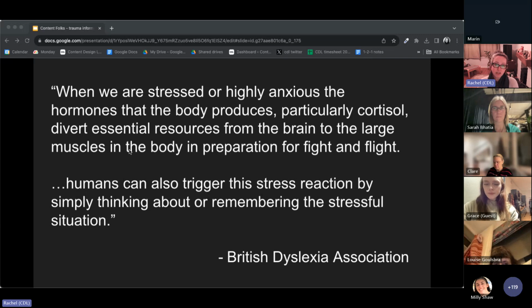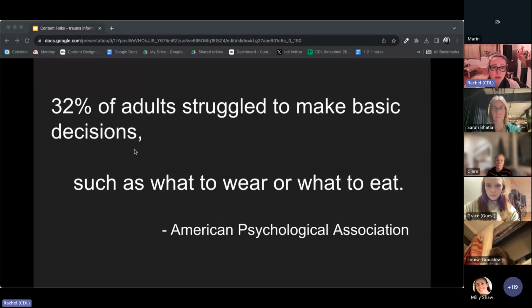So even if they're not actually in the stressful situation, remembering it would potentially have the same impact on the individual. So stress makes it harder to learn. It also makes it harder to make decisions. A poll for the American Psychological Association during COVID found nearly 1/3 of adults said sometimes they were so stressed about the pandemic, they struggled to make basic decisions, such as what to wear or what to eat.